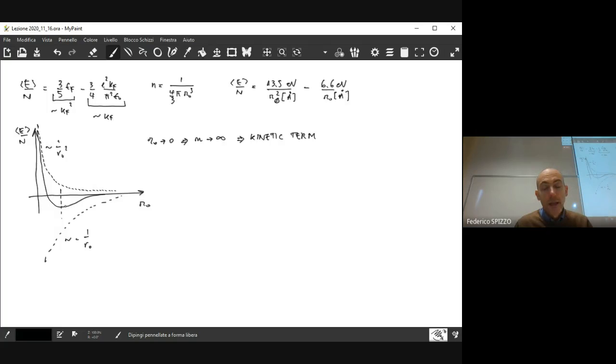The potential term appears, so the energy switches to a negative value, only for average densities, not for very small densities. So those terms give us an idea of the average energy value. This is on average the result of the combination of the kinetic and of the exchange potential term as we change the electronic density.